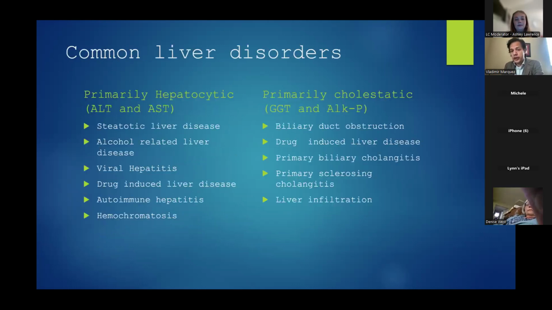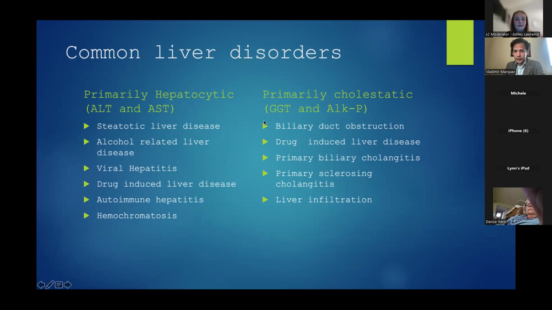So if we start with the first part, we can quickly divide the patients presenting with liver enzyme elevation into major categories, based on the type of liver enzyme that is abnormal. As you may know, the four main liver enzymes that we measure are the AST and ALT, and then the gamma GT and alkaline phosphatase. We refer to primarily cholestatic liver disorders as conditions that affect more the bile ducts of the liver, and hepatocytic disorders as those that affect more the main tissue of the liver.